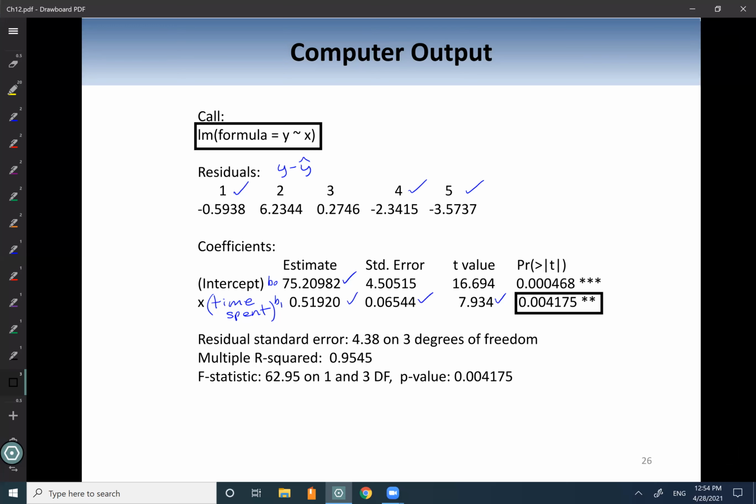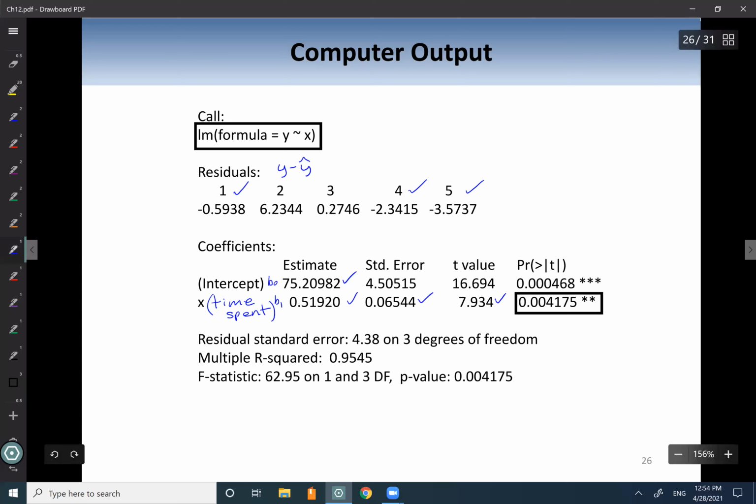So we know from the p-value of 0.004, we calculated that it was somewhere between 0.002 and 0.01, and so this is the exact p-value, which is good, and that falls within our range.